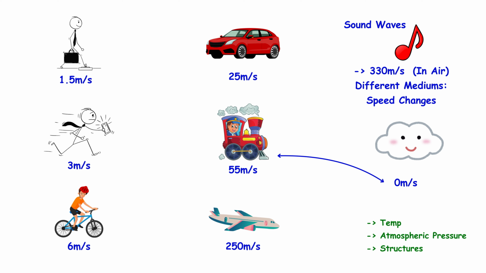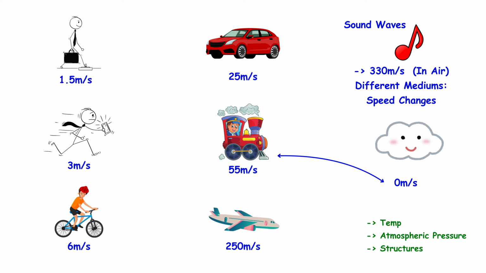To give some perspective on typical speeds in everyday life measured in meters per second, consider the following. People generally walk at about 1.5 meters per second, run at around 3 meters per second, and cycle at approximately 6 meters per second. However, these figures can vary widely depending on the person's age, level of fitness, and how much effort they are exerting at the time. Moving on to vehicles, a car driving on a main road may travel at about 25 meters per second. A fast train could reach speeds of 55 meters per second, and planes can fly even faster than 250 meters per second. It is not only physical objects like people and vehicles that move at varying speeds, waves do too.